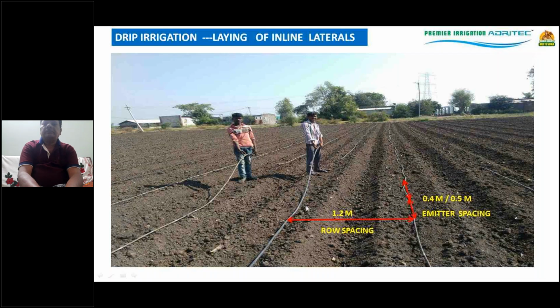Whether it is vegetable or any other crop, this is inline drip irrigation. The tube has already got the drippers fitted into it. This is how the laying of the inline lateral happens. It's very simple. Anyone can do the installation, just 2 people can do it.